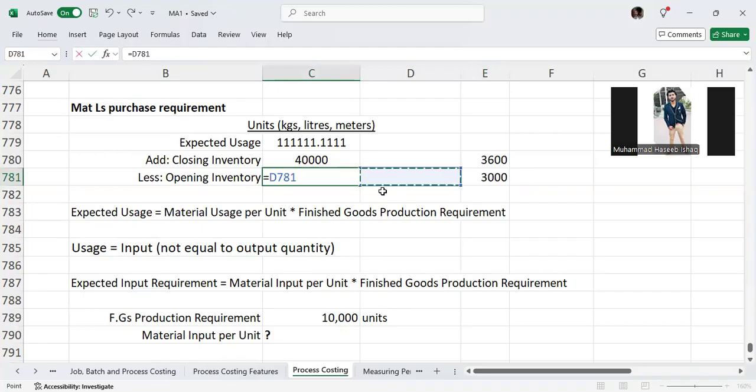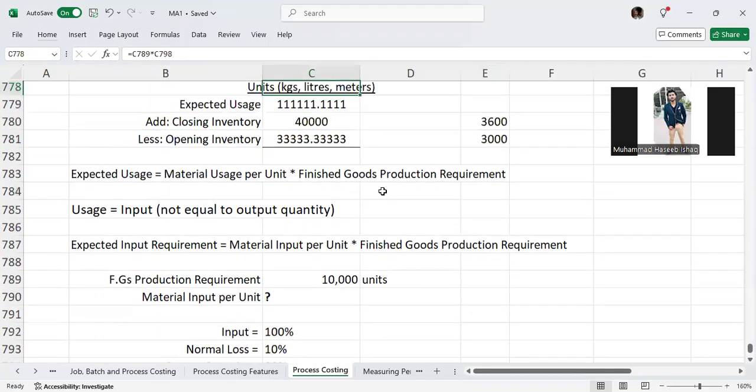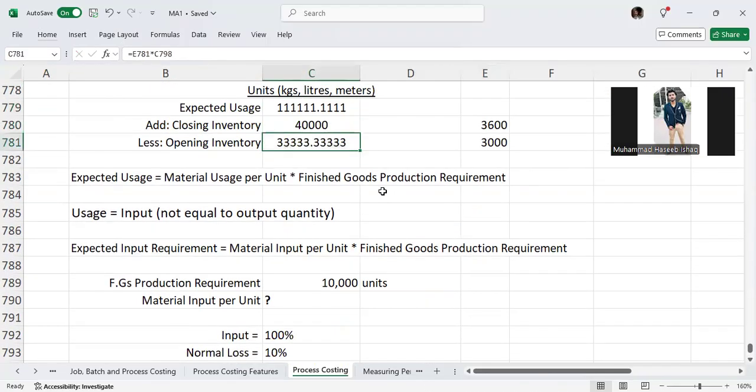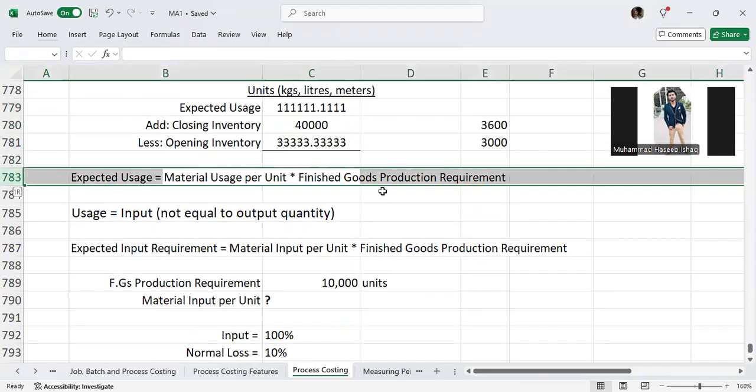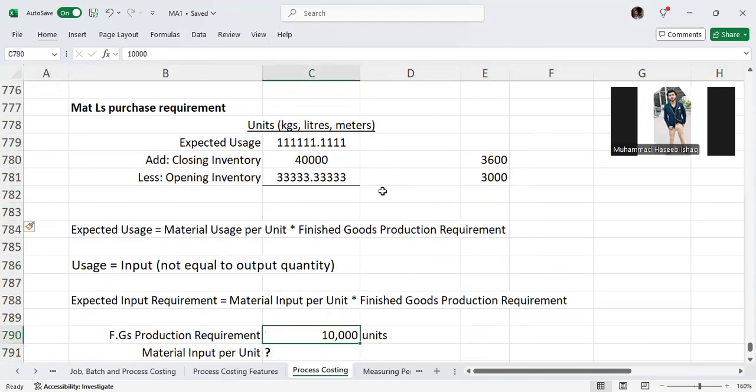So how much are we going to need? We can just simply multiply it by 11.11, just like the way that we did here. So now we have all the figures, we can just add and subtract the figures. So we will come to the answer. Plus this, minus this. Yeah. So this is the answer.